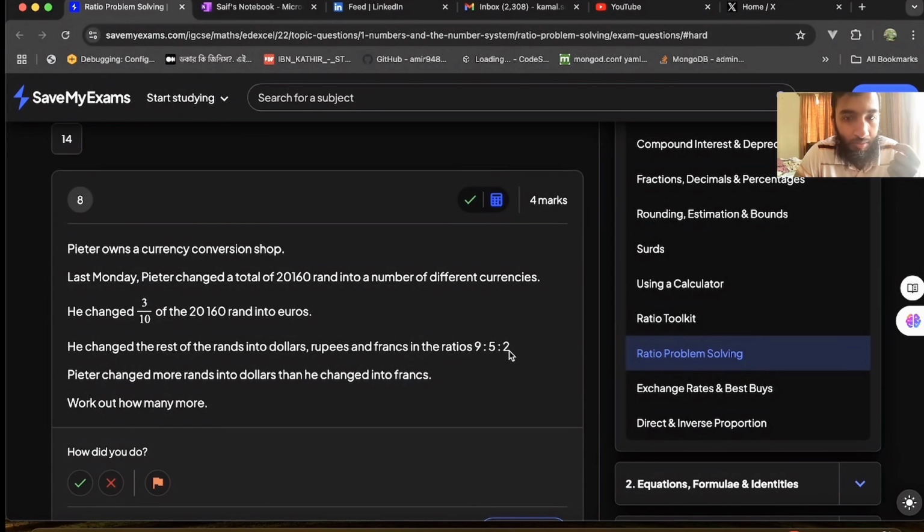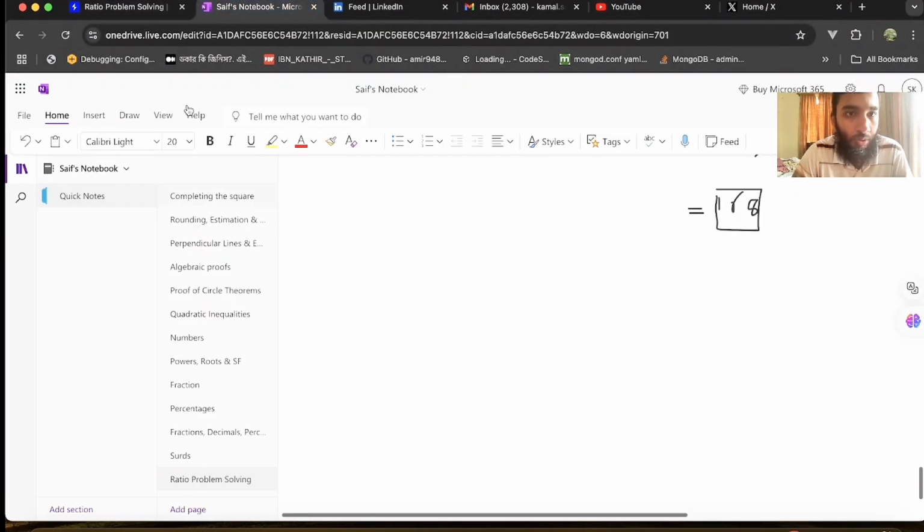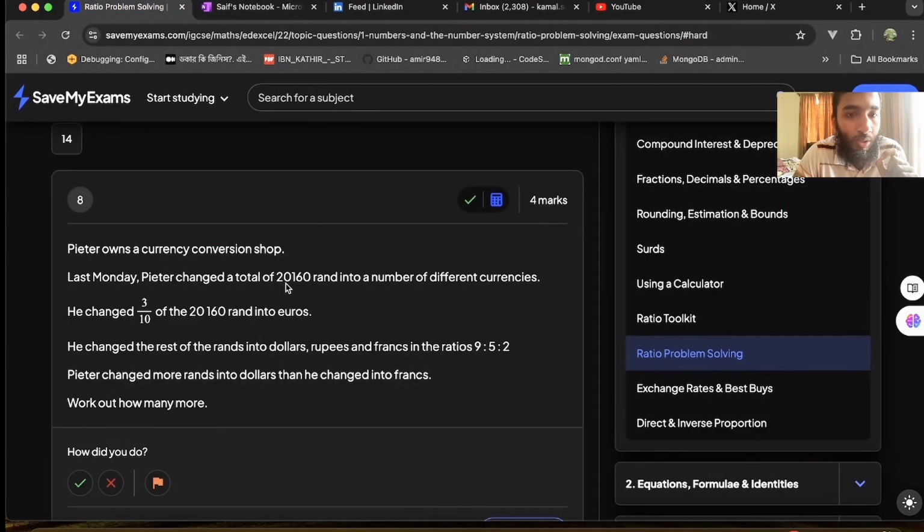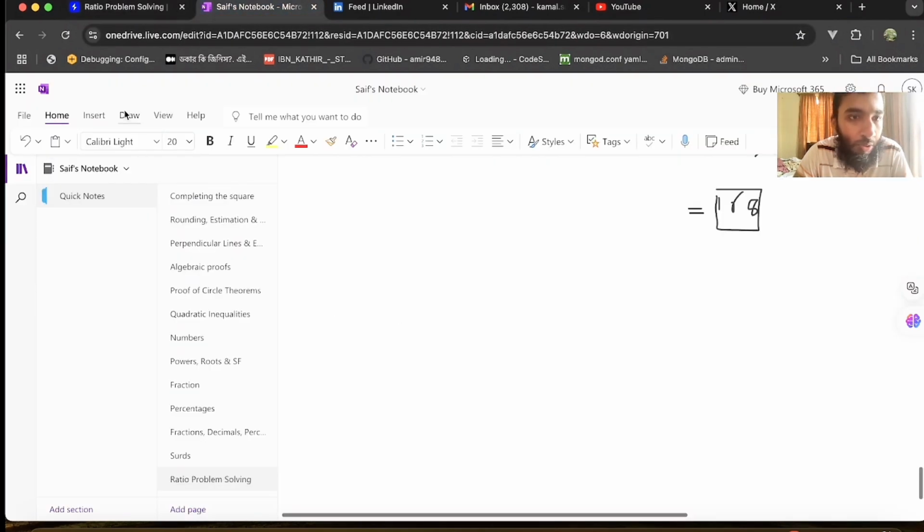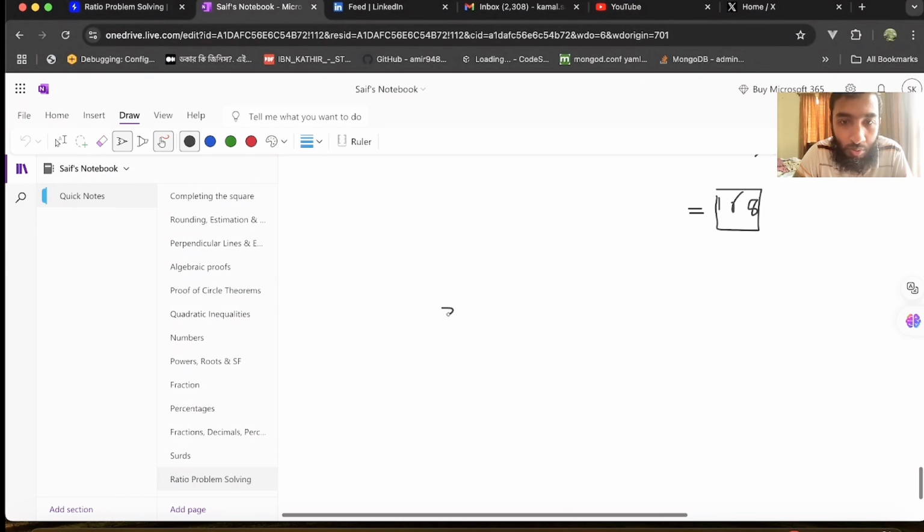So the ratio is there, 9:5:2. Okay. So let's try this problem. So the total number is 20,160 rand. Okay, and he used 3/10 of this into euros. So he converted 3/10 of 20,160 into euros.